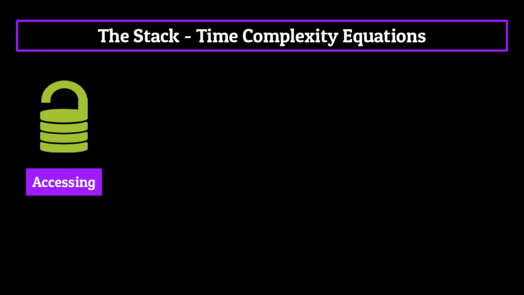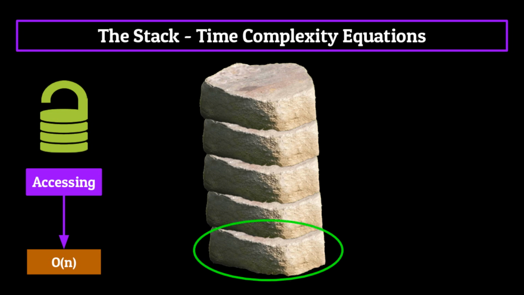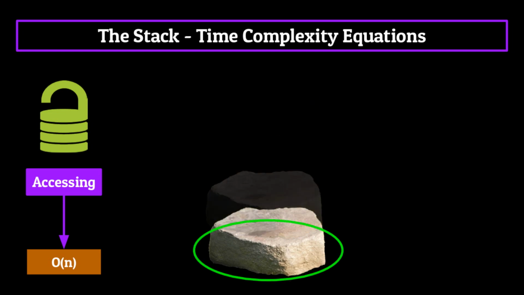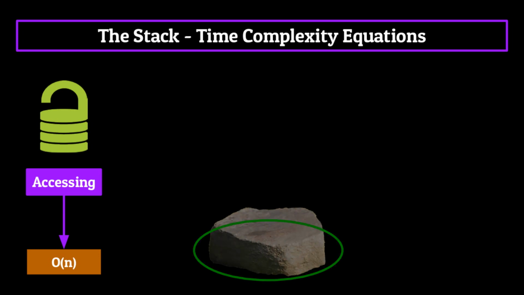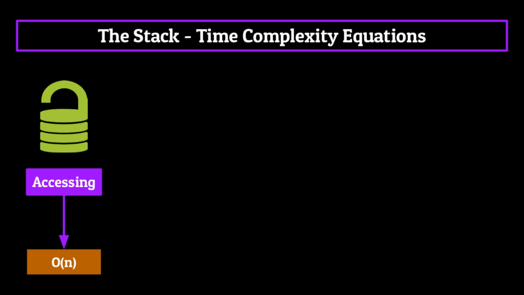For accessing, the stack has a time complexity equation of O of n. This is because in order for us to reach a certain element within the stack, we first have to pop off every element that's above it. Think of it like this. If we had a stack of stones and needed to get to the bottom one, we'd first have to take off every stone on top of it. So, worst case scenario, if the element we want is at the bottom of the stack, we first have to pop off every element above it. This would require a number of operations equal to the size of the stack, making the time complexity equation O of n. This is one of the major drawbacks to using stacks.